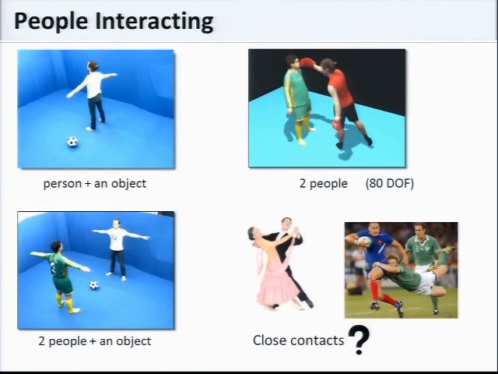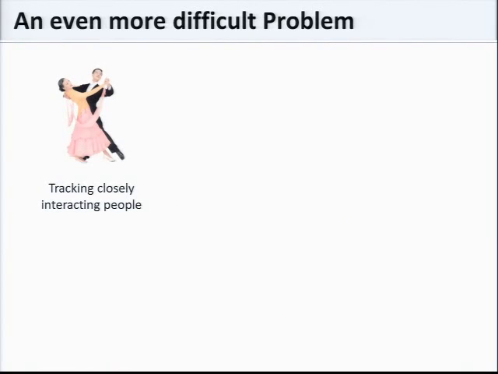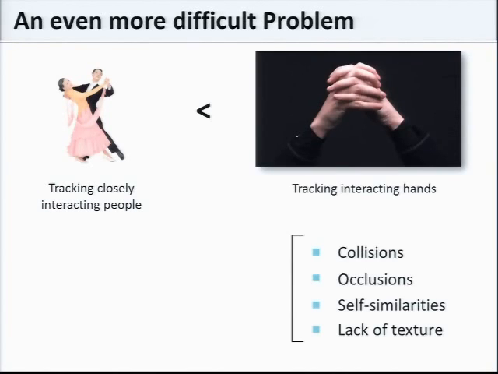But at that time, when we saw that we were not able to deal with close interaction, we paused the research until we figured out that there was a more challenging problem than tracking closely interacting people. That was tracking closely interacting hands. And the two things have some similarities, because when people are interacting with each other and hands are interacting with each other, you have a lot of collisions and a lot of occlusion that generate lack of information.